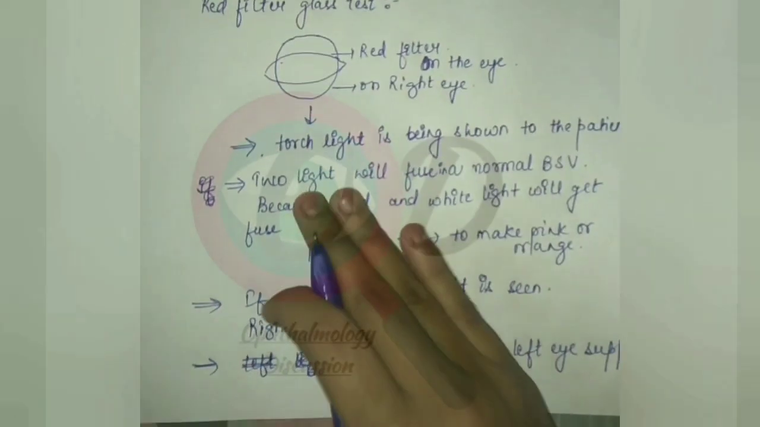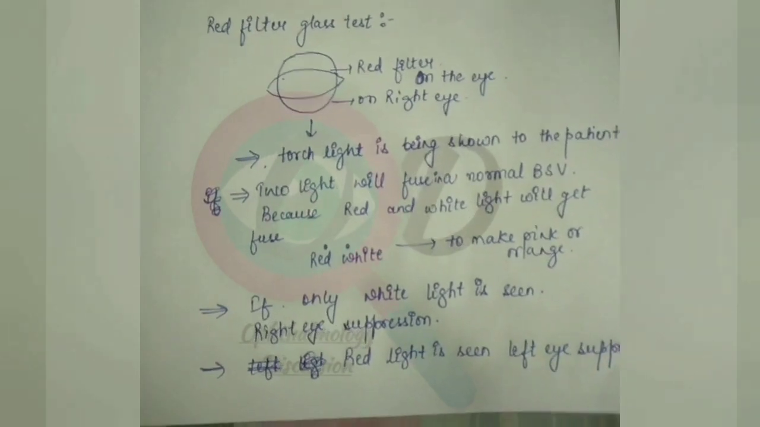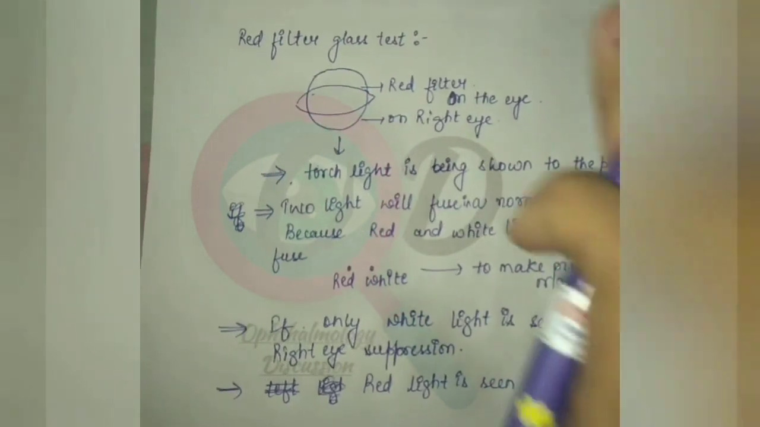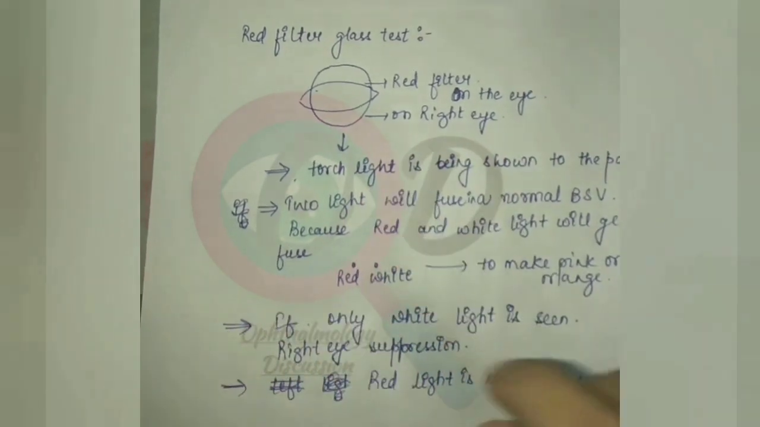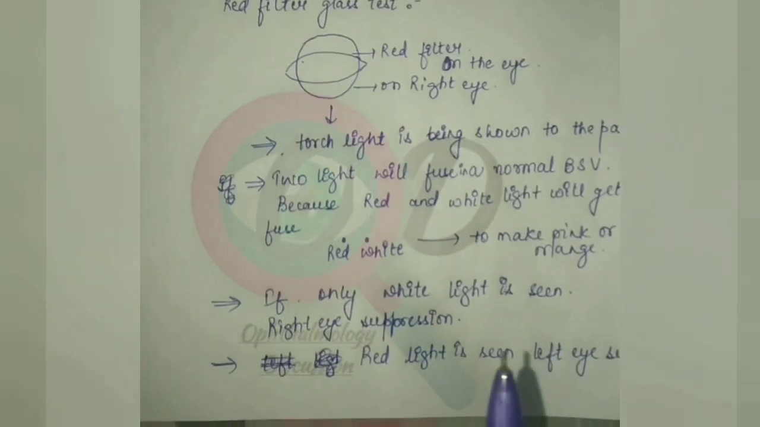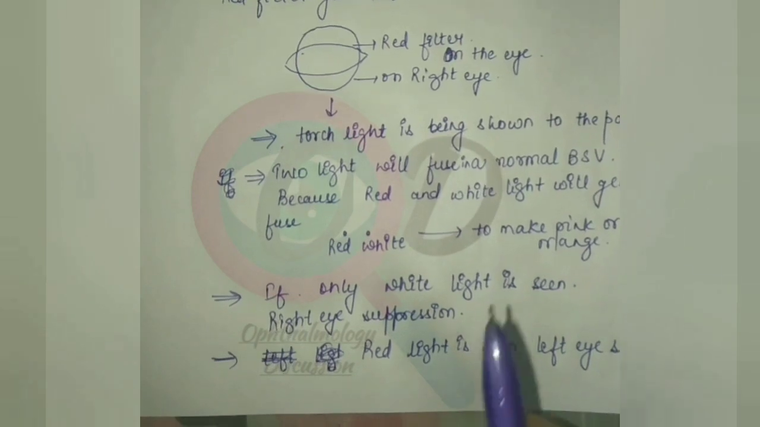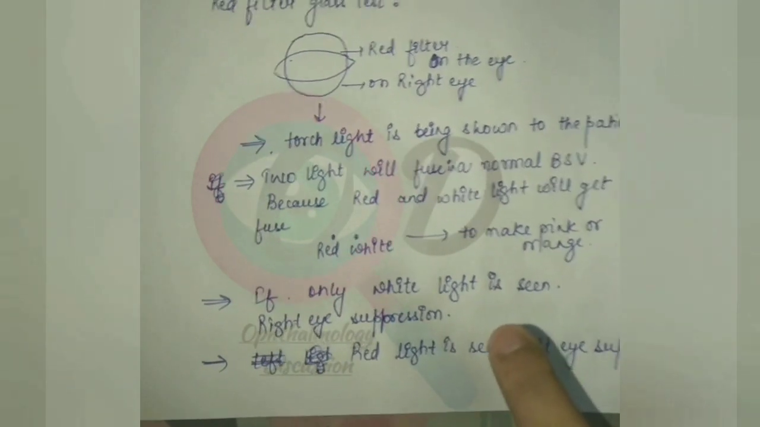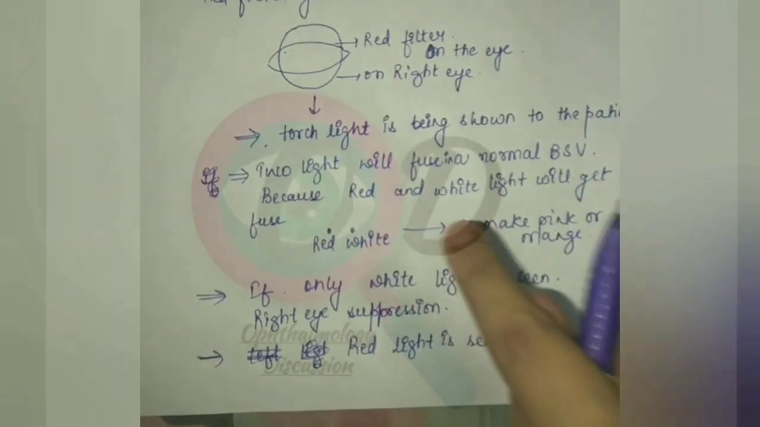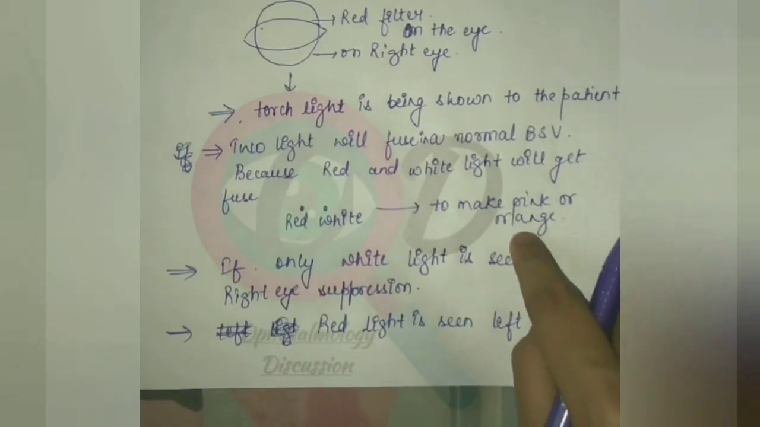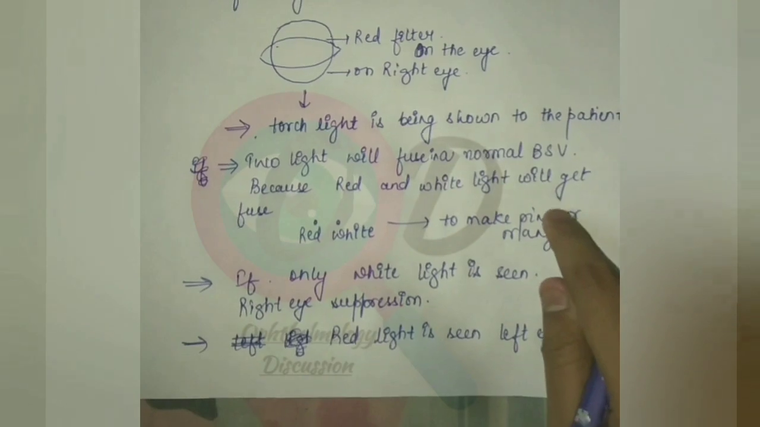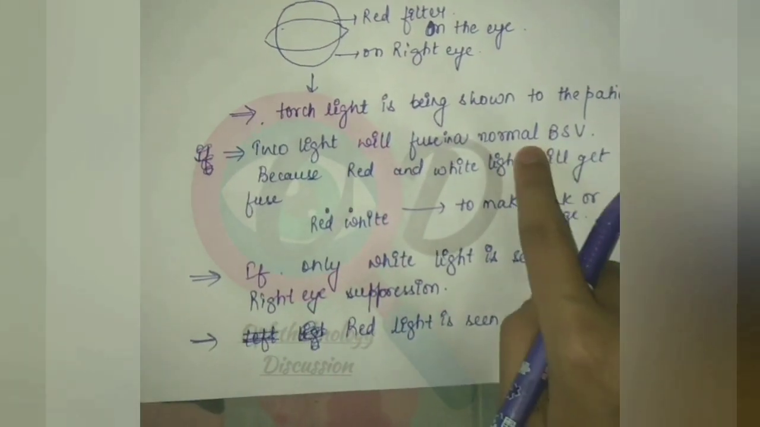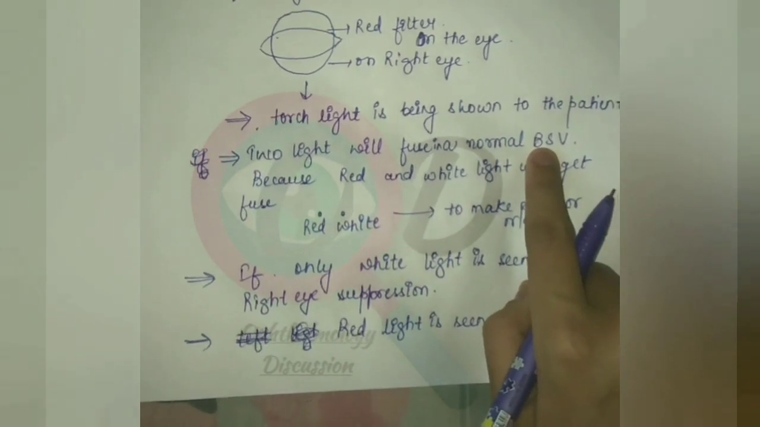And after that, what happens? How can you judge it? You can judge it as the patient will see the 2 lights on fixation. Okay, so those 2 lights are the red light and the white light of the torch. So that makes fusion for pink and orange color. And if the patient is seeing pink and orange color, then the patient is having normal BSV, binocular single vision.